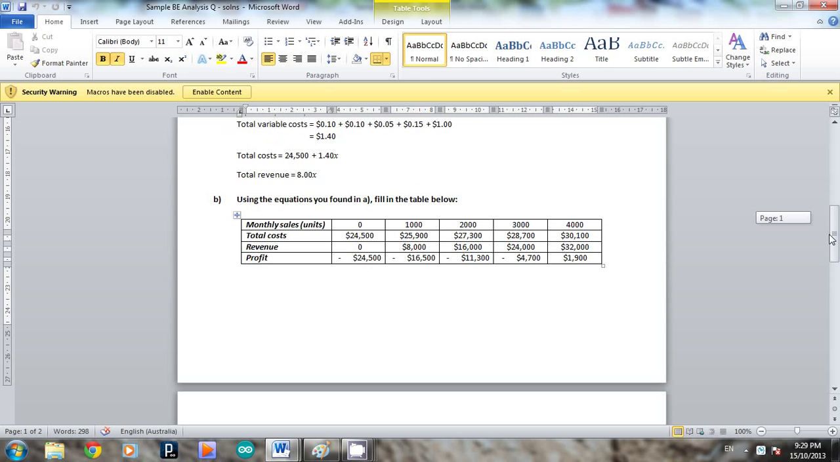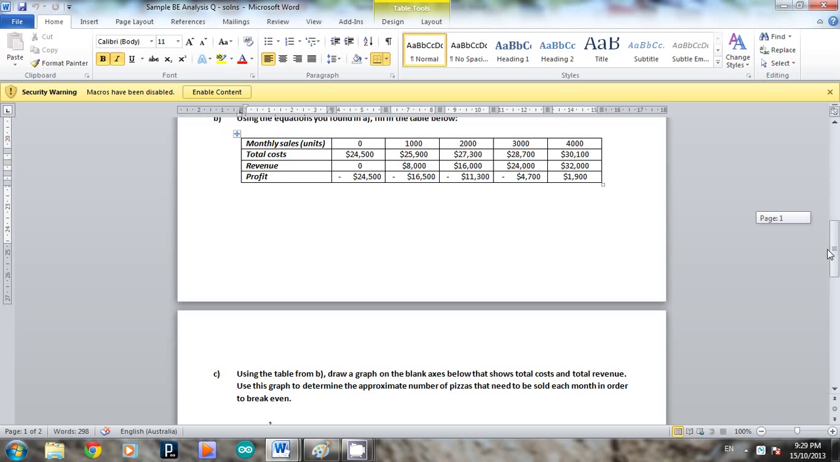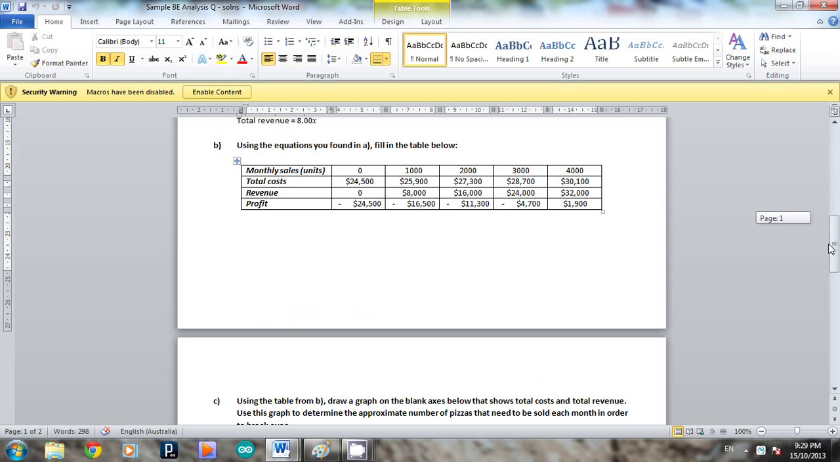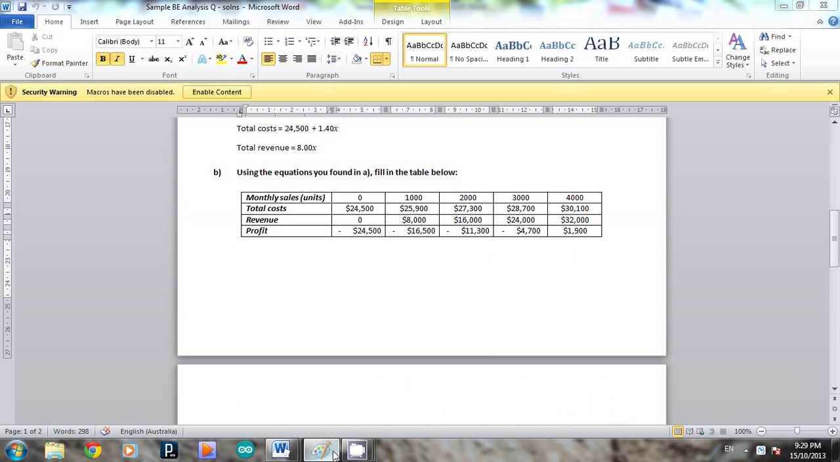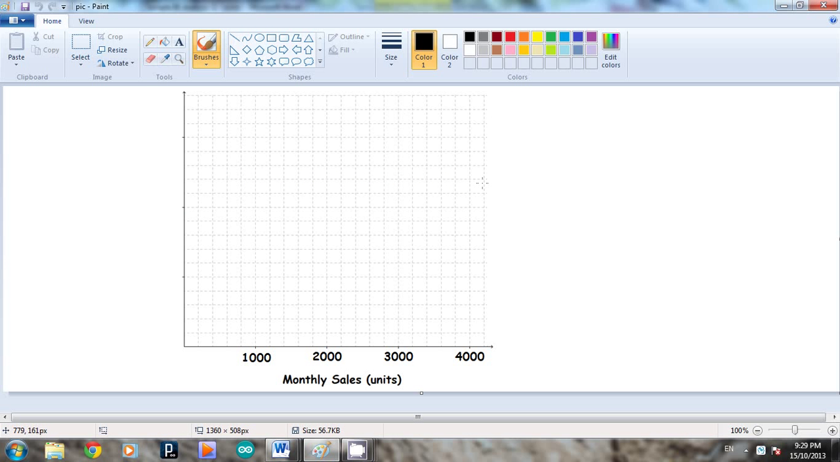All right, so the idea here is to use that information to draw a graph and to use that graph to determine the break even. Now, I'm going to do that in Paint, I reckon, rather than trying to draw onto this Word document. So, I'm going to go over to Paint here. Now the first thing I want to do is set my axes, work out what has to go on the vertical side to fit everything in.